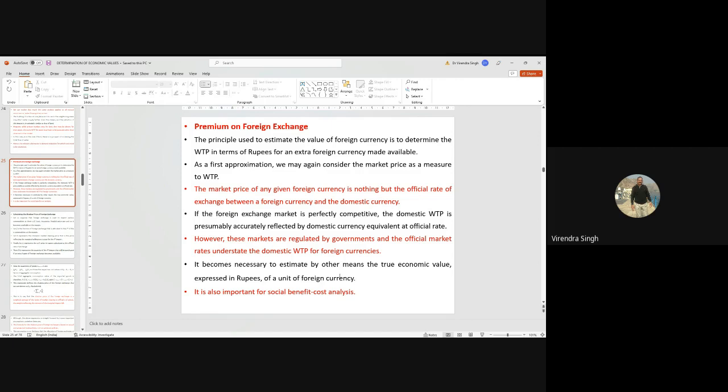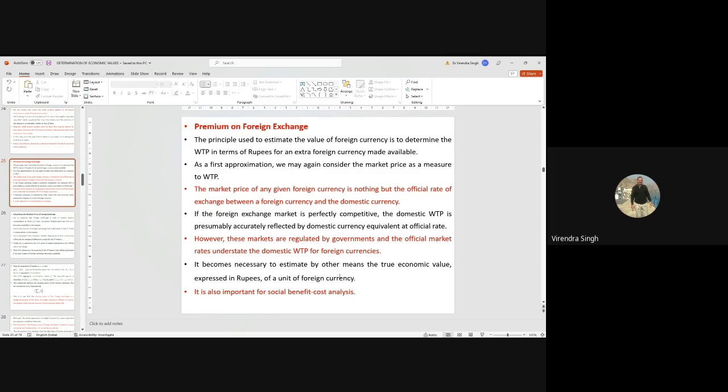As a first approximation, we may again consider the market price as a measure of willingness to pay for foreign currency. The market price of any foreign currency is nothing but the official rate of exchange between this currency and the foreign currency. If the foreign currency market is perfectly competitive, the domestic willingness to pay is presumably accurately reflected by the domestic currency equivalent at the official rate, since this rate is determined on the basis of equilibrium between demand and supply in a perfectly competitive market. Therefore, this willingness to pay will reflect this official rate of exchange.